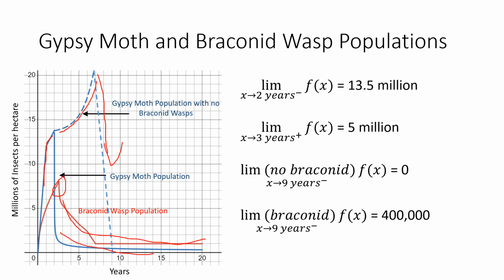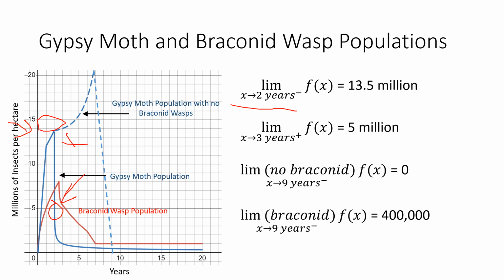And you can see I got limit 2 years minus, which is 13.5 million. Right here. 3 years plus, on the plus side, it goes down to about, let me see, right here. It goes down to about 5 million. So we got almost a jump discontinuity here. Not quite. It declines almost immediately.